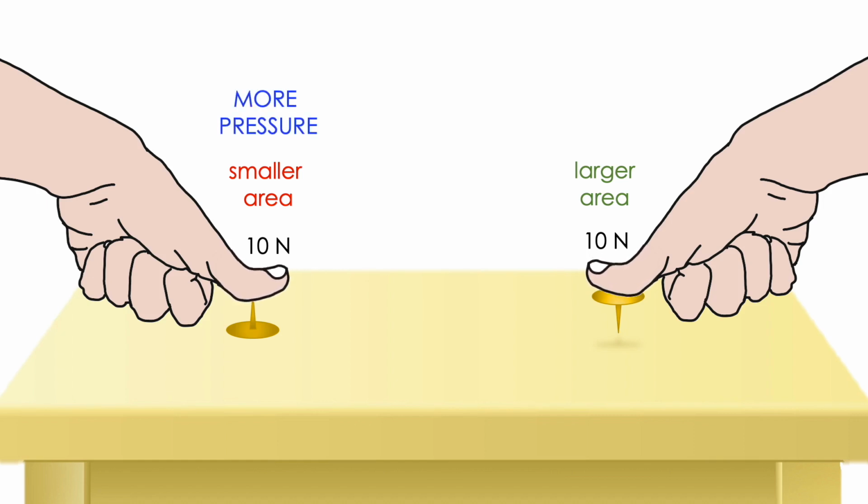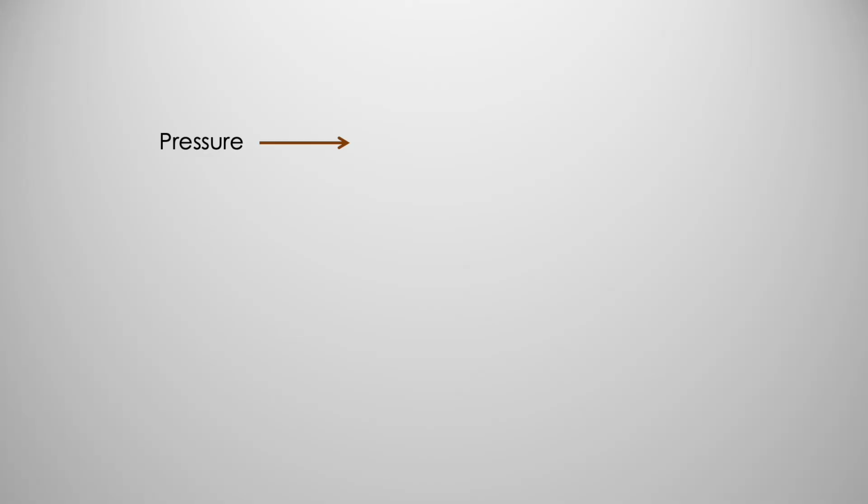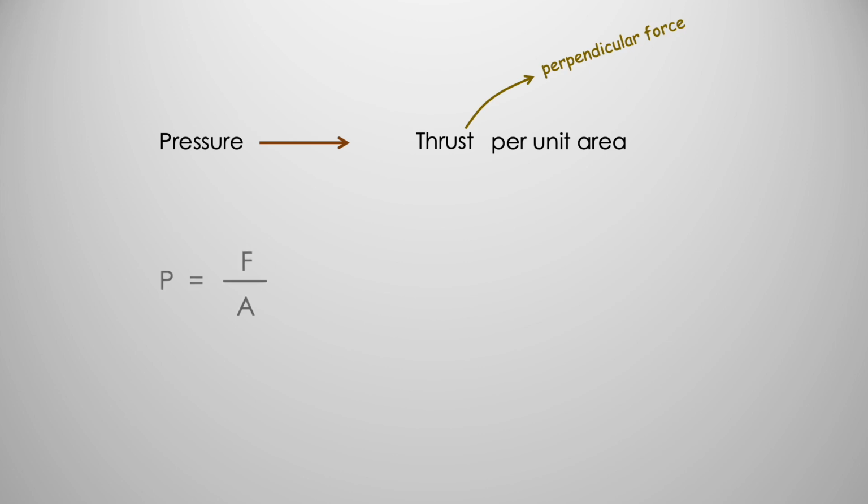So what is pressure? Pressure is defined as force per unit area. In fact, it is defined as thrust per unit area, and thrust is nothing but a force that acts perpendicular to a surface. The weight of a book acting upon the top of a table surface is an example of thrust. Therefore, we can calculate the pressure by using the formula pressure equals thrust upon area.